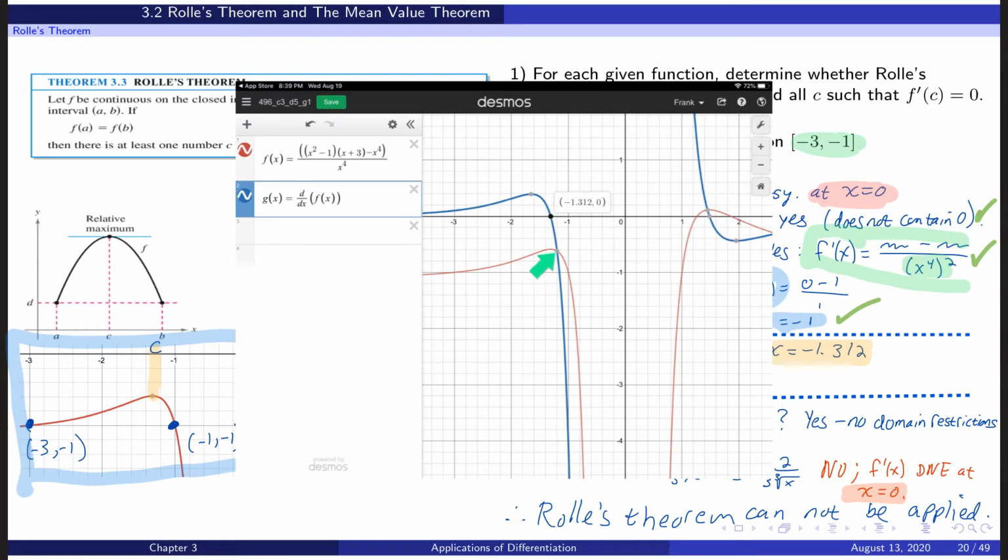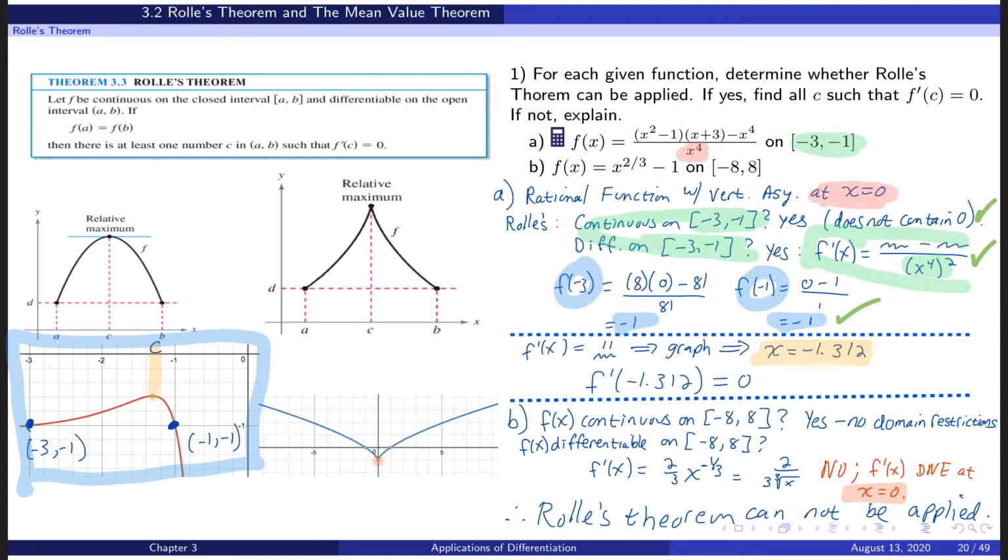Now this grayed out point is different. That's the intersection of the two, the blue and the red line, but the maximum point, which is no longer highlighted on the red function, does occur with an input of -1.312, which is the c value we were looking for. So part B of this problem is a much smaller function, so it looks like it would be easier to do.